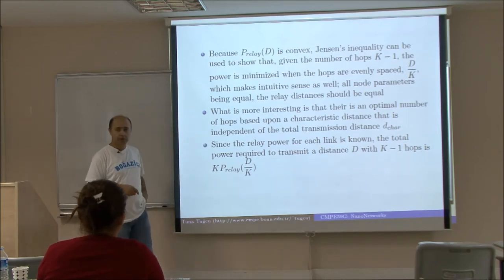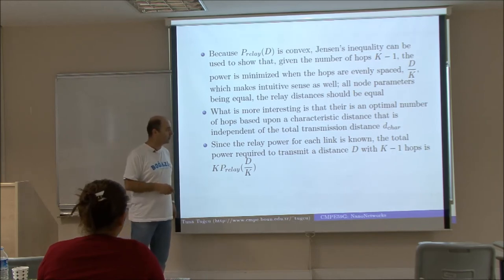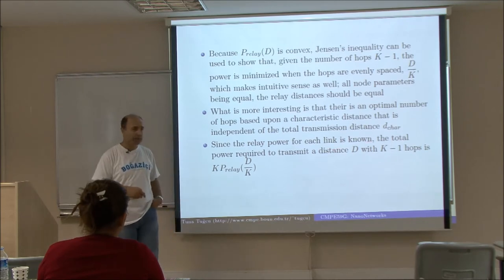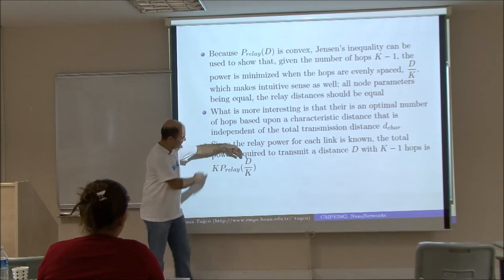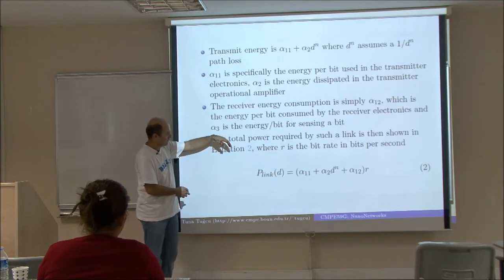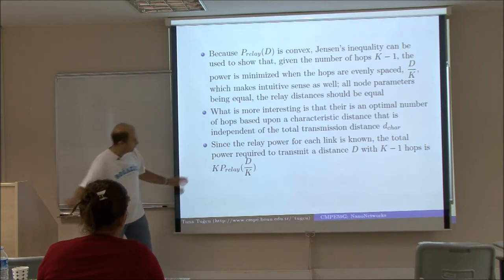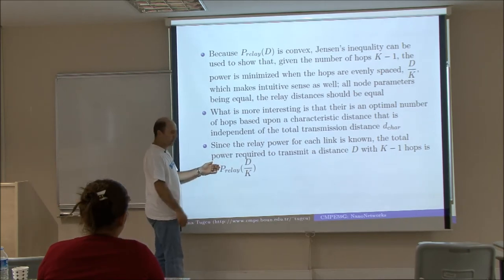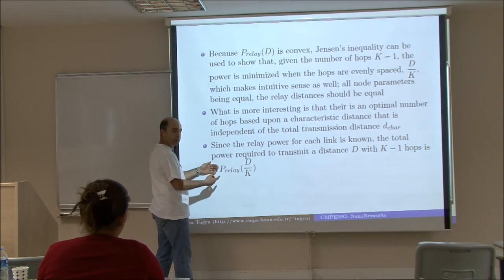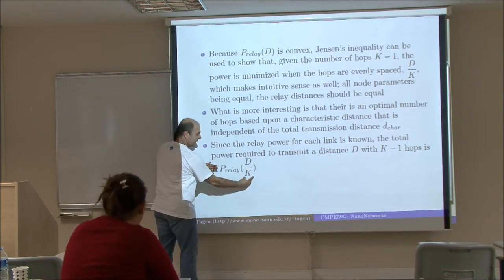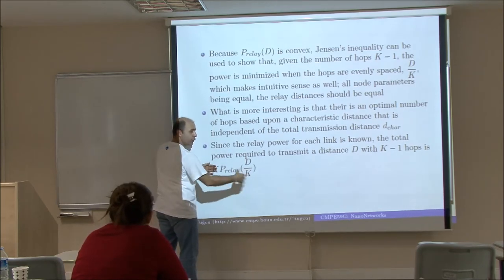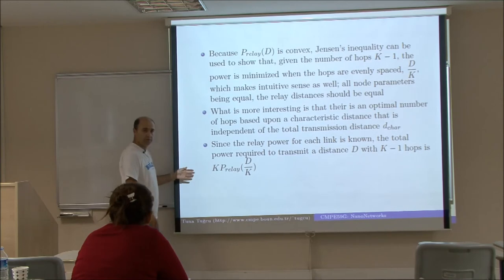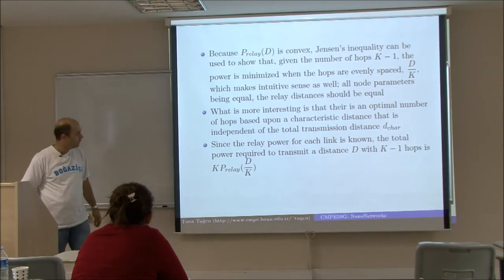The relay power now for each link is known, and the total power required to transmit a distance d with k minus 1 hops would be this part. This part is the power required to transmit to a distance of d over k. Remember, all are equidistant, so d over k for all of them, and I have k of them. So that would be the total.